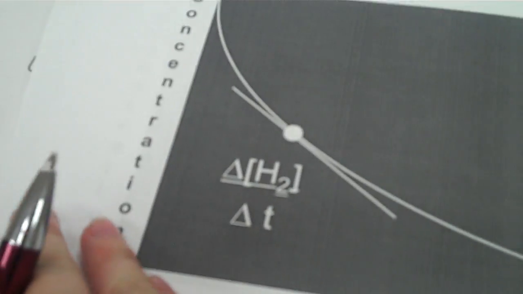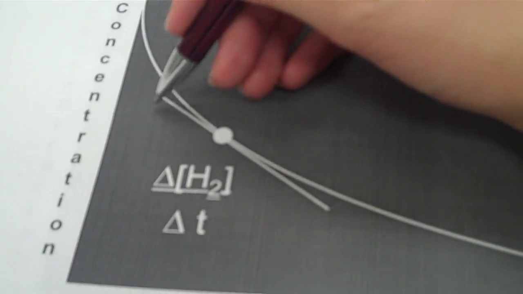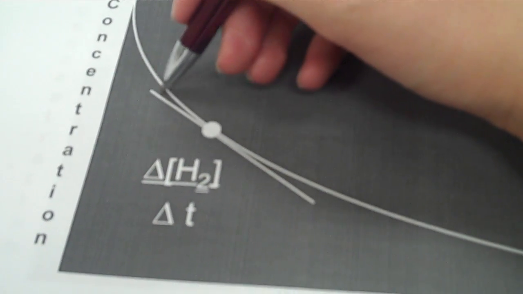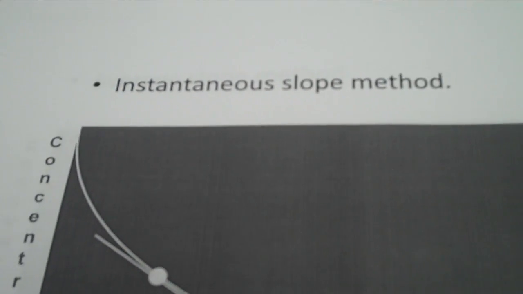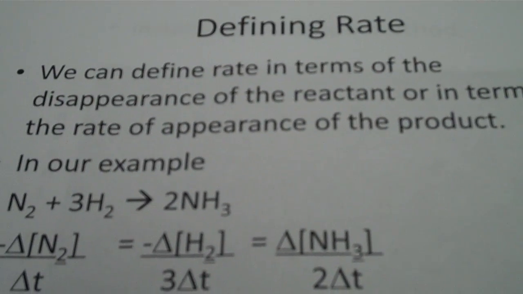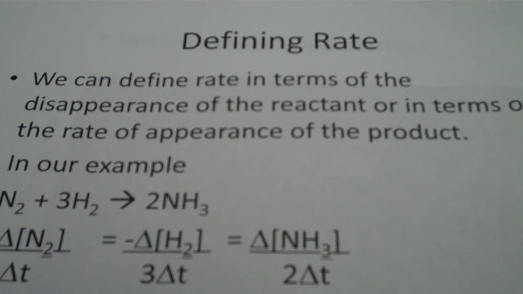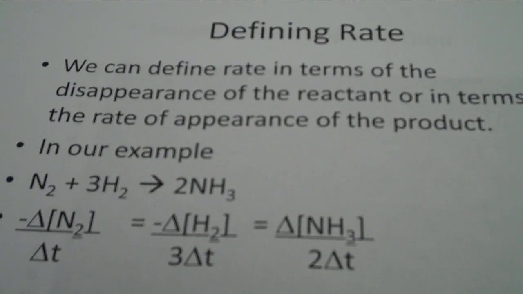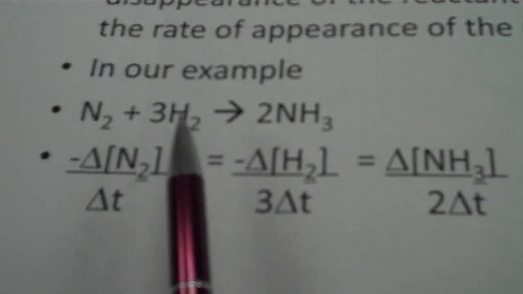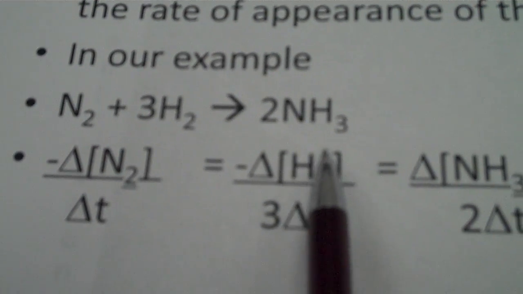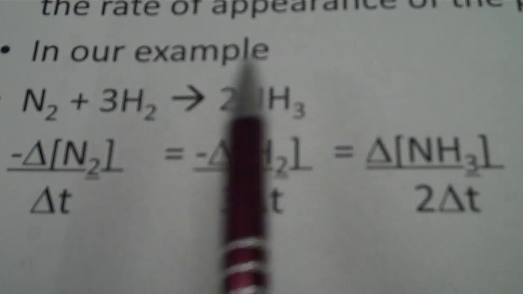But an instantaneous slope is where you take a curve and you make a line tangent to that. So it goes through that 1 point, and then you would find the slope of this line. That will be an instantaneous method of doing so. All right, let's go back to our reaction. So again, defining rate. We can define rate in terms of disappearance of the reactants, or the appearance of the product. That's why we have positive and negative. So back to our example here, we have N2 plus 3H2 reacts to make 2NH3, or nitrogen plus 3 hydrogens makes 2 ammonias.